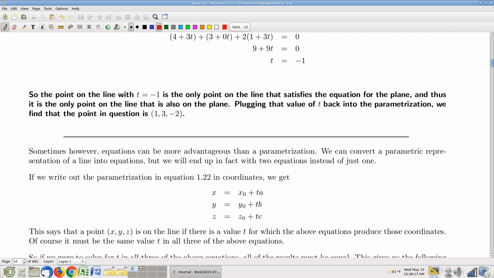Here's the idea. Here's our parameterization. You can see we generate a point x, y, z by it being our starting point on the line plus t times our direction vector, a, b, c. Now, by the way, let's solve for t in all of these equations. I get t equals x minus x naught over a. It's also y minus y naught over b, and it's also z minus z naught over c.